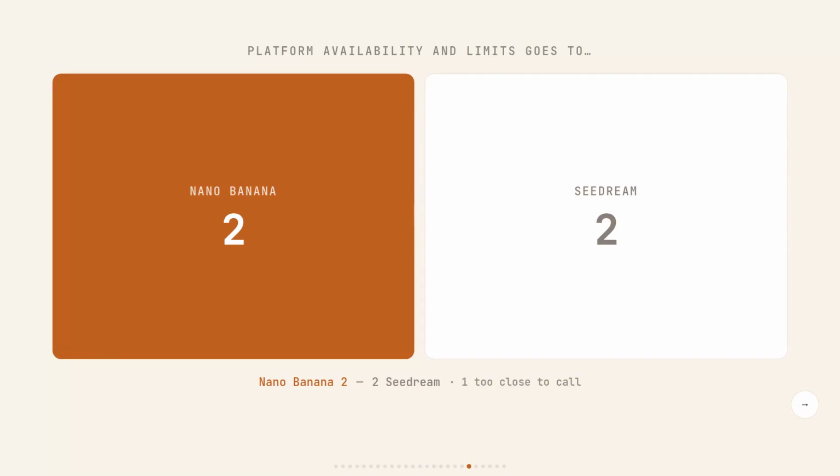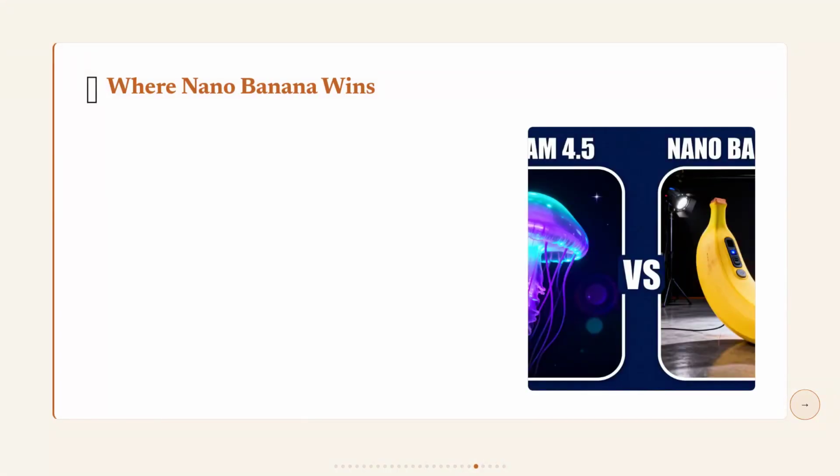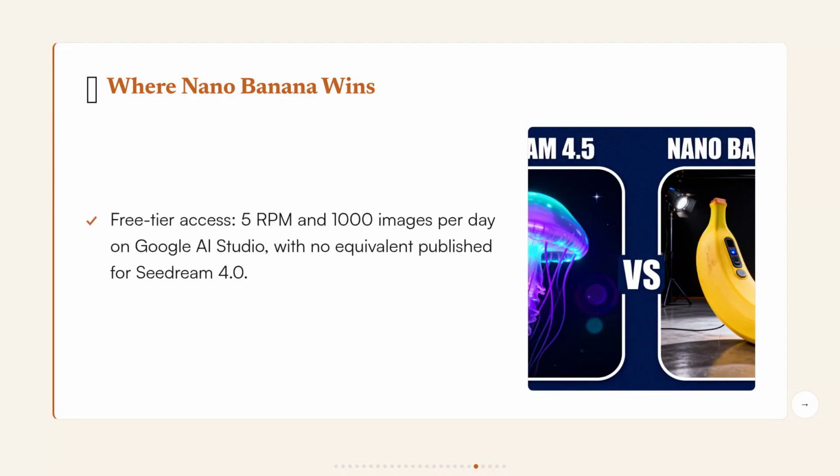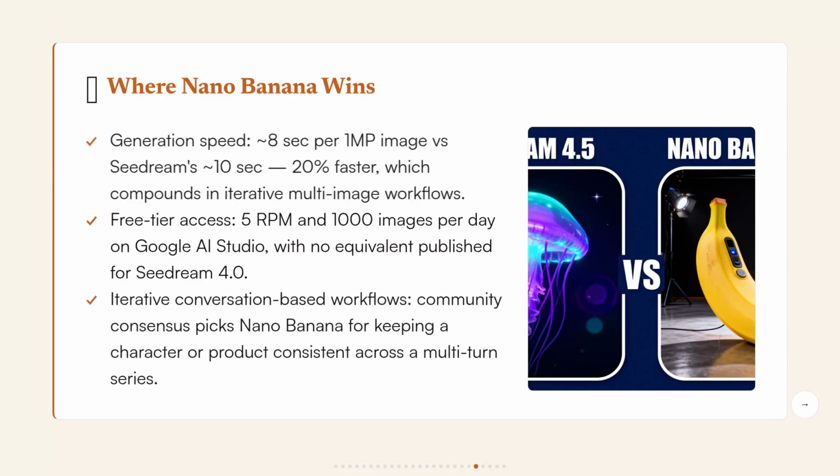Nano Banana is the clear pick for iterative workflows, 20% faster per image at 8 seconds versus 10, a documented free tier at 1,000 images per day. On Google AI Studio, native Google Cloud, and Vertex AI integration with centrally documented rate limits. And community consensus picks it for multi-turn character and product consistency across a series.